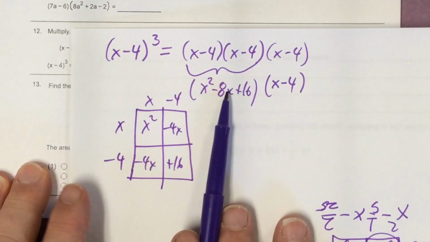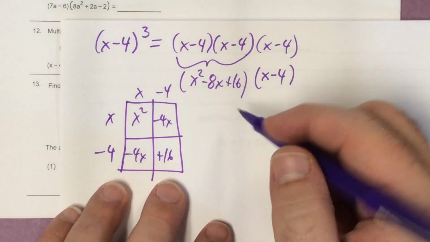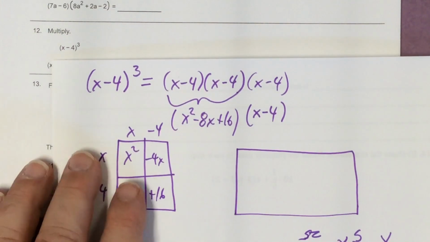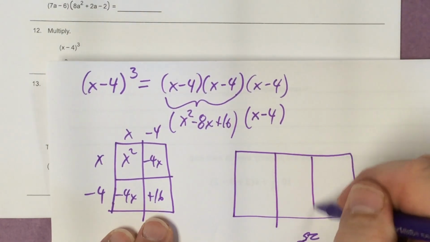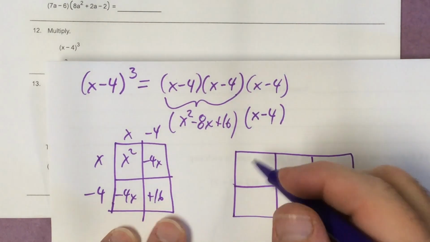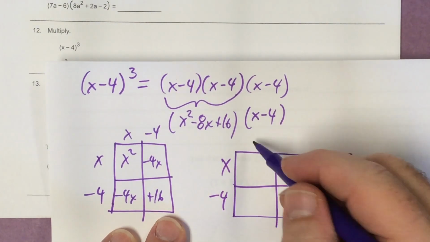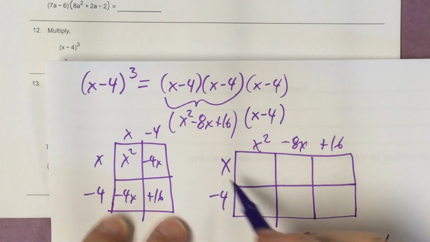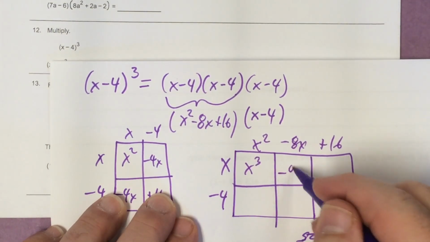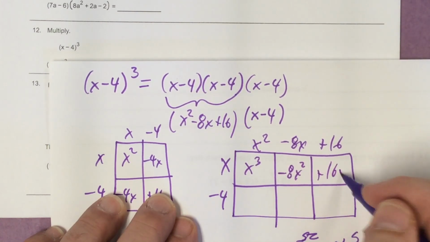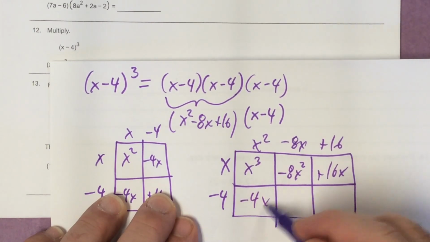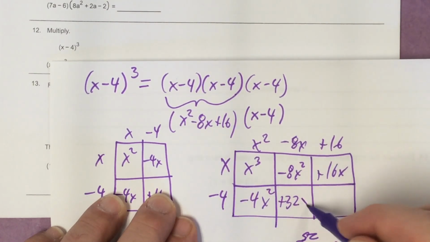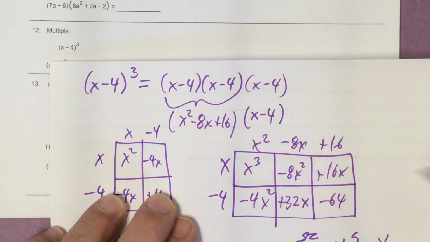And we're going to go ahead and multiply this out now. So I'm going to create a longer box now for this calculation. And here I'm going to have x minus 4 times x squared minus 8x plus 16. So this gives me x to the third minus 8x squared plus 16x. This gives me negative 4x squared plus 32x minus 64.